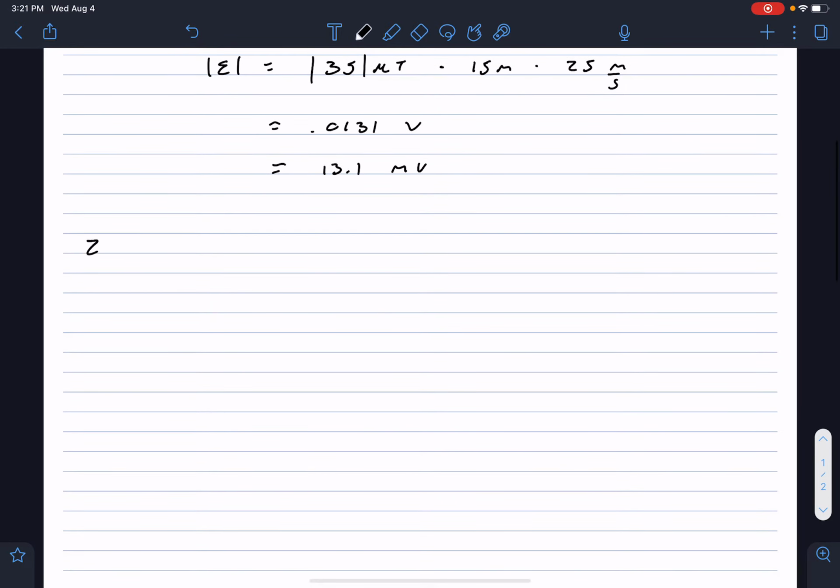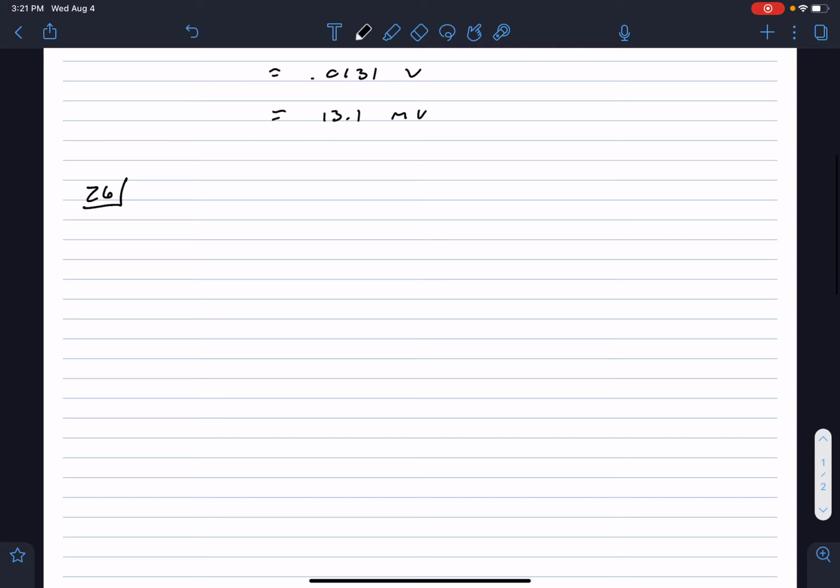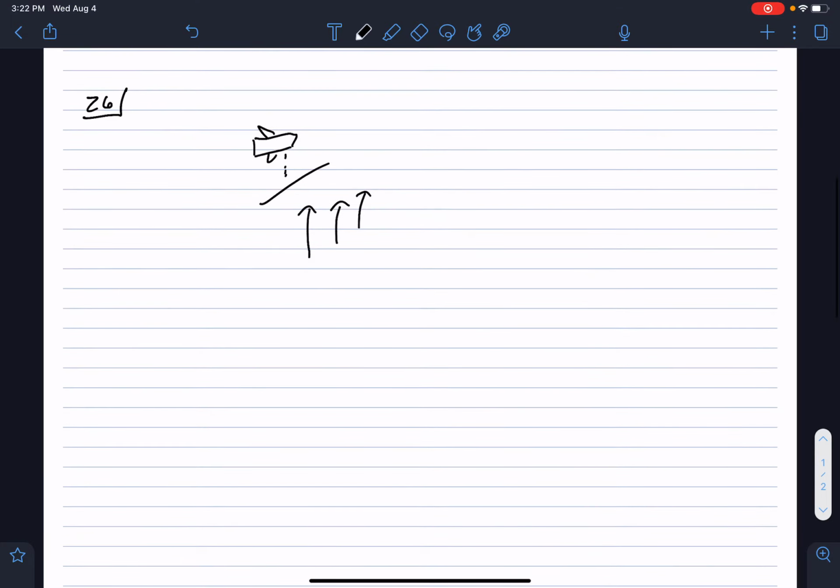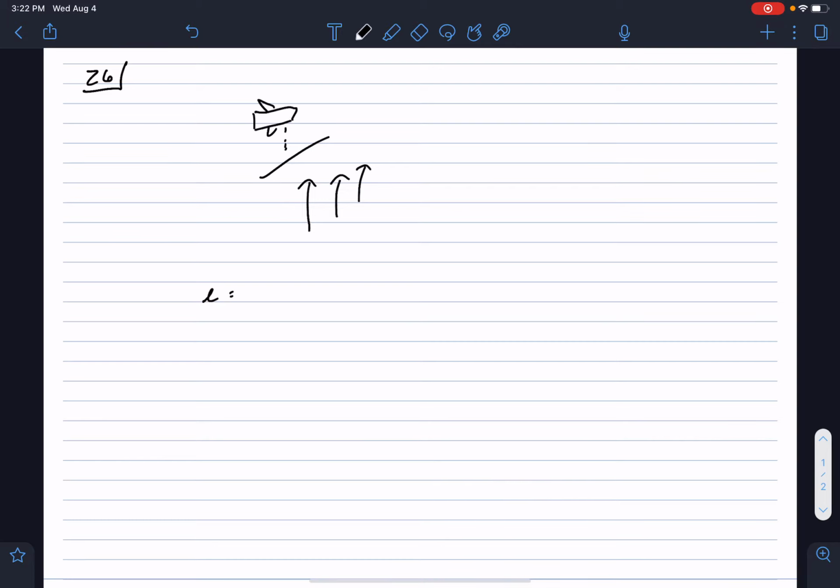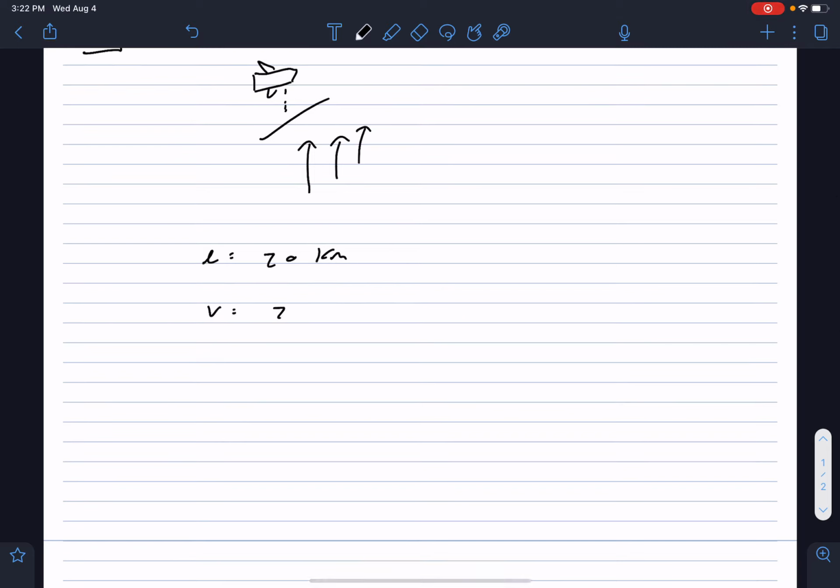Next, we'll move on to number 26. Where we're told that the space shuttle deployed a wire that was dragged along the magnetic field lines of the Earth. So we had a space shuttle, and then it's dragging a wire across the magnetic field lines. And then we're given a length, it's 20 kilometers. We're given a velocity. We're told it's 7.86 times 10 to the 3 meters per second.